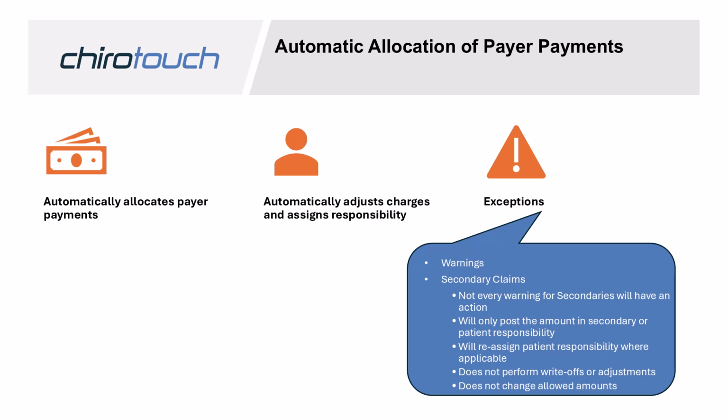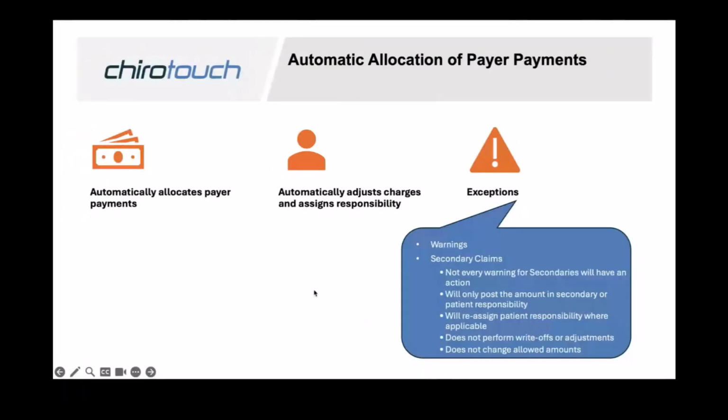And then we do not perform write-offs or adjustments from a secondary, and we don't change the allowed amounts. This is because of the sheer number of discrepancies that we have seen in the differences of how secondary payers will pay for or adjust their charges. And so we leave it up to the billers to decide on how to balance their charges. All right, so I'm going to jump into a few examples for these. Actually, it's one example that covers these exceptions.